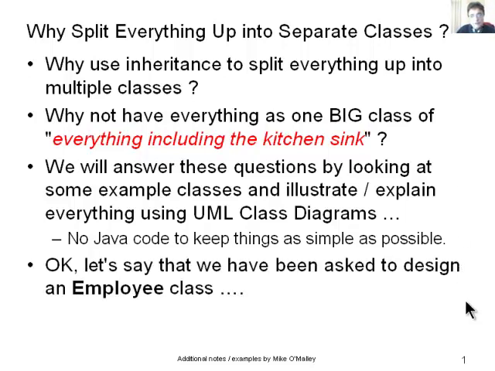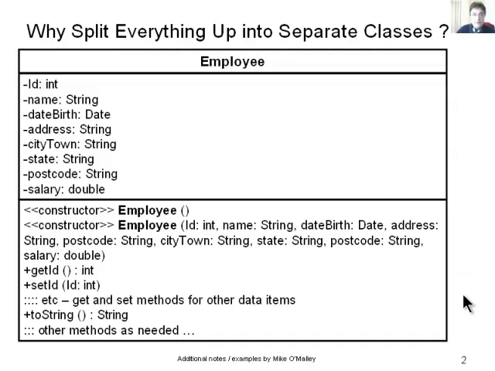So let's say that we've been asked to design an employee class. And there it is, that's our UML class diagram. So we've got an employee, we've got an ID for their identifier, name, date of birth, address, city, state, postcode, and their salary. And we've got a default constructor which takes no parameters. It just initializes everything to 0 or space or blank. And a parameterized constructor which takes in the parameters so we can initialize everything.